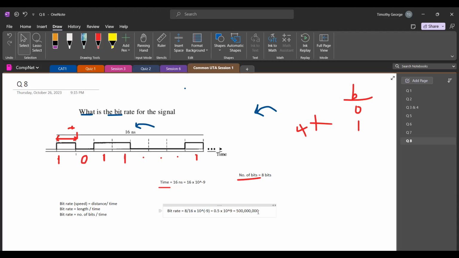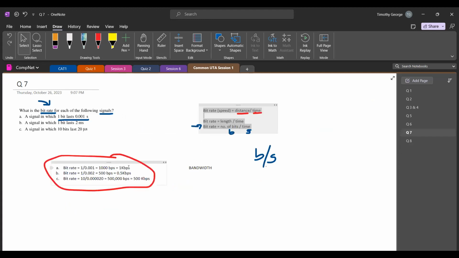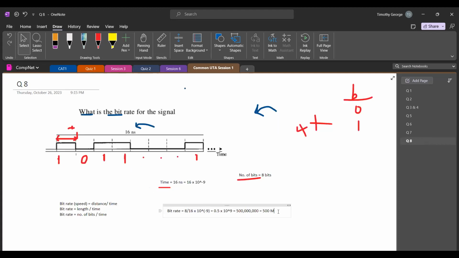So when we expand it, we get 500 million bits. So we can rewrite this as 500 million. Million what? Bit rate, like we saw before, we're looking at bits in 1 second. So this is going to be Mbps, megabits per second. This is your answer: 500 Mbps.